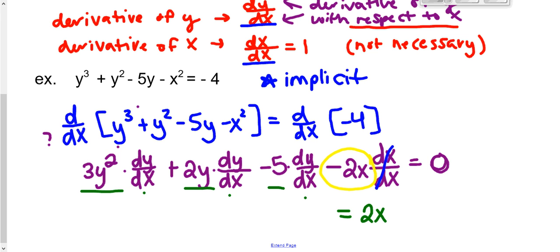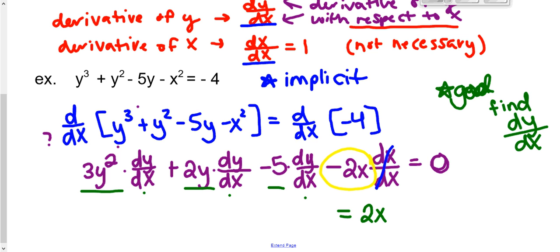We want to get dy/dx by itself, because our goal in all of these is to find dy/dx. Have dy/dx be by itself. So what we want to do is factor these out. The dy/dx, we want to pull them out all into one spot.